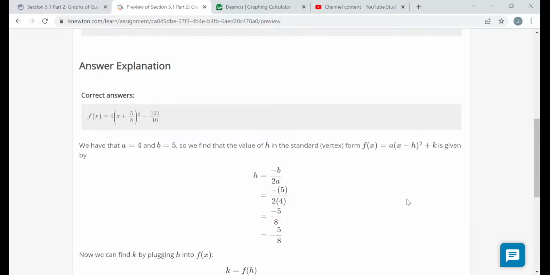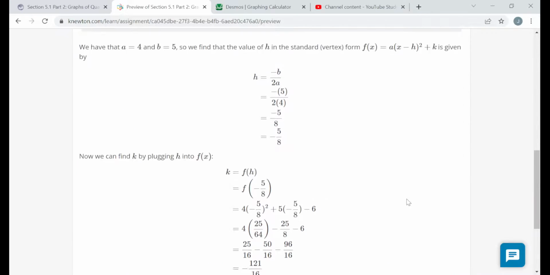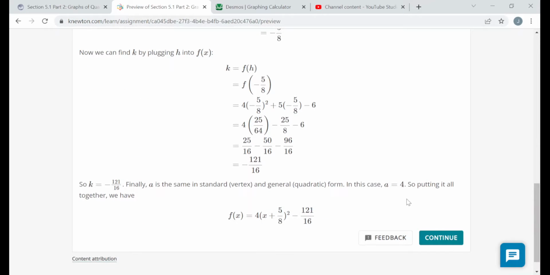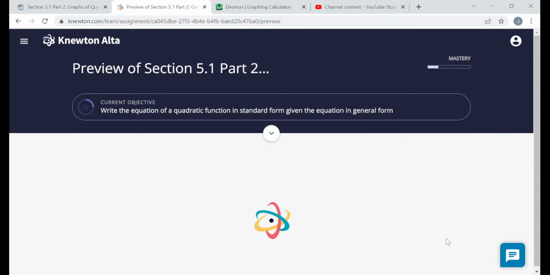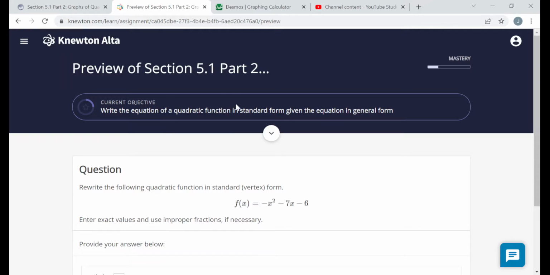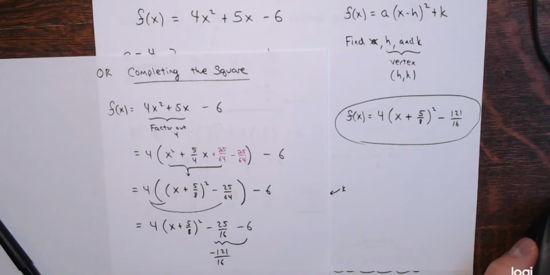Again, I'll go through the answer explanations here. They do it with the negative b over 2a method, that first method I showed you. So you can do it that way or with completing the square. Either way is fine. In fact, I might just show you both ways for several of the problems here. So the next question, same objective. We're given an equation in general form, ax squared plus bx plus c, and asked to write it in that standard form, or vertex form. Once again, I'll write that out.